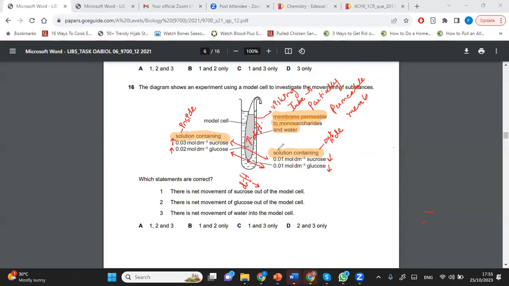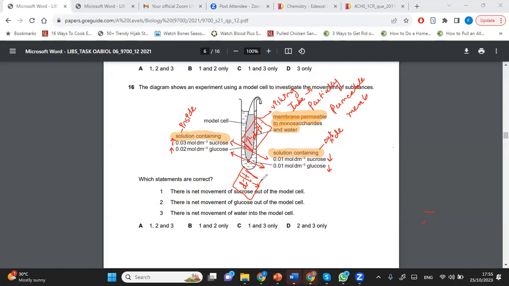Because over here, the difference is 0.03 minus 0.01, 0.02. Over here, the difference is 0.02 minus 0.01, so that's 0.01. So over here, the difference is much larger. Over here, the difference is much, much smaller, right? So this is basically what you end up seeing.